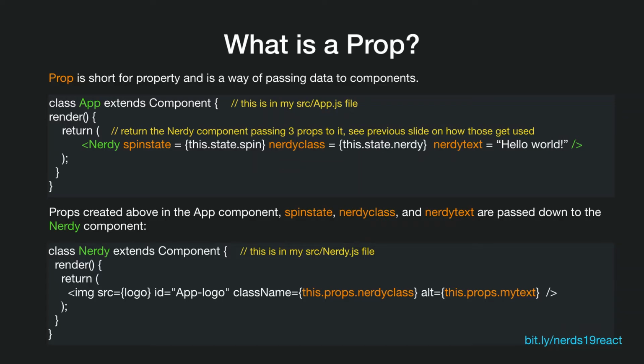So that is where the properties are defined. They're defined here. So here I'm saying I want nerdy to have a property called spinState, and this is what it's going to be. We'll talk about what this means because we haven't talked about state yet. But this one's an easier example where I simply say nerdyText is simply text. So I'm defining them there, but then I'm using them here. When I say this.props, I'm grabbing them out of the props.